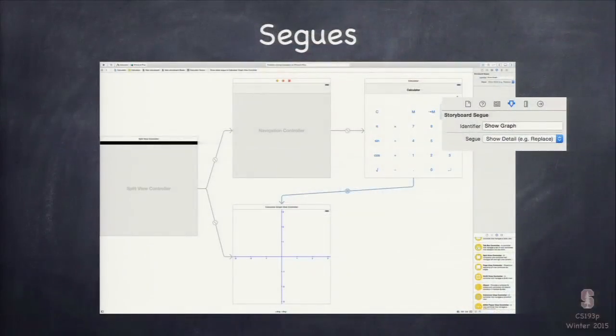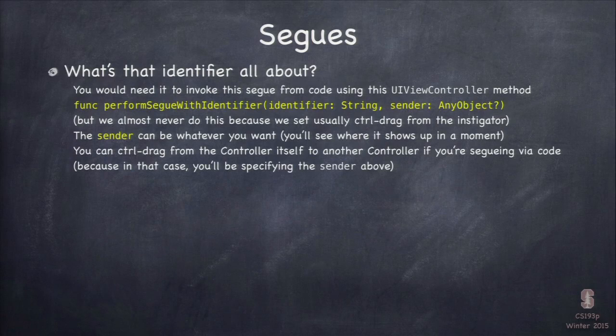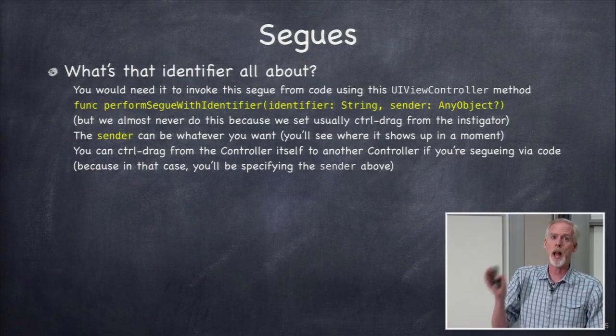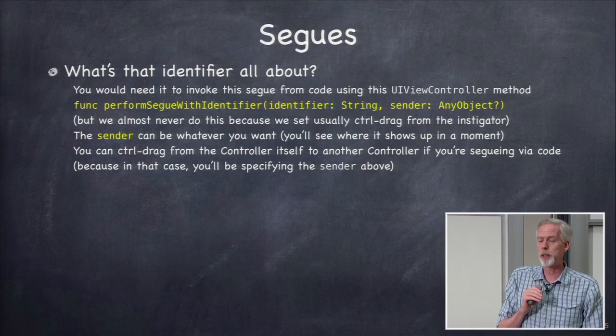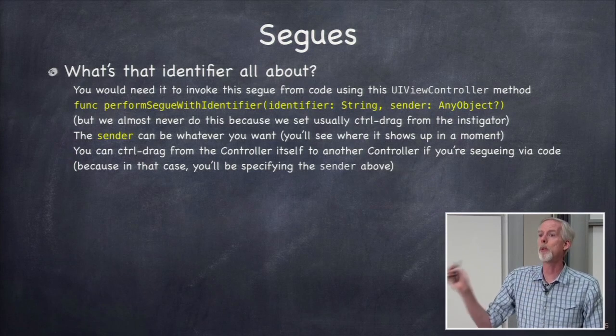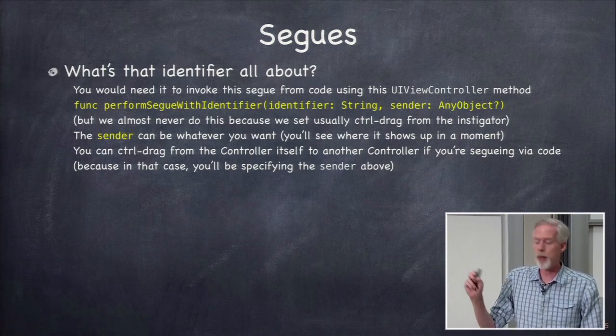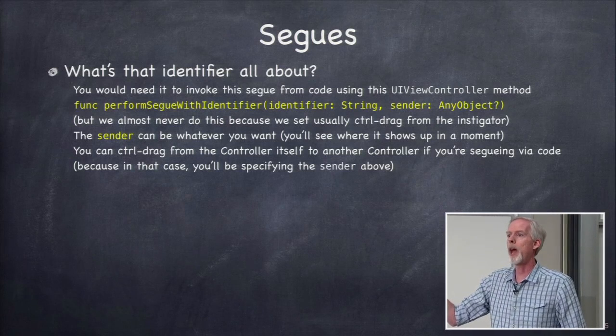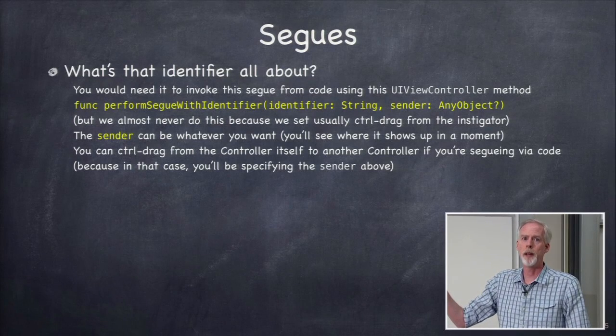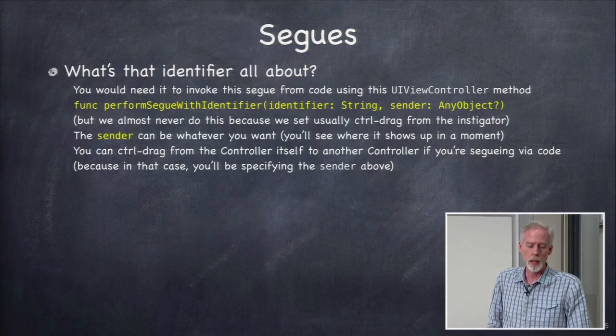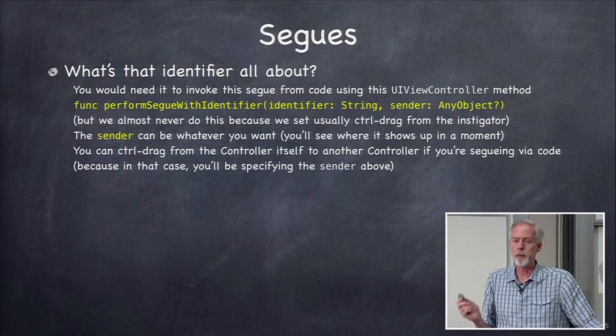Okay, so where are we going to use that identifier? Well, one way we can do it, only the 10% case I said, is to cause a segue to happen from code. And you do that with the UI view controller method, perform segue with identifier. And you just specify that identifier, and it's going to make that segue happen. Okay? Simple as that. That's all I'm going to talk about this one, because you're not going to be doing this one probably in this class. Maybe in your final project you might find a reason to do it.